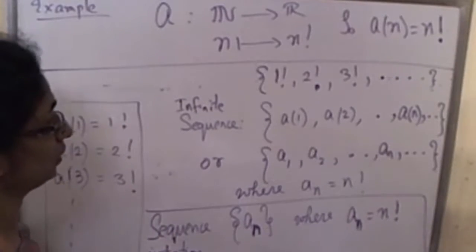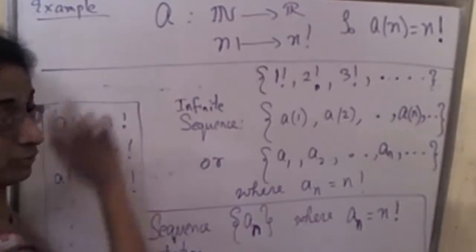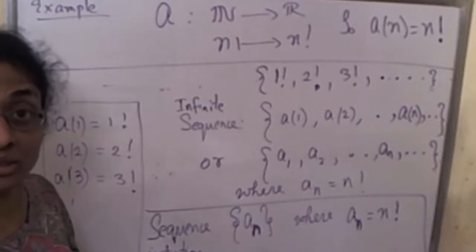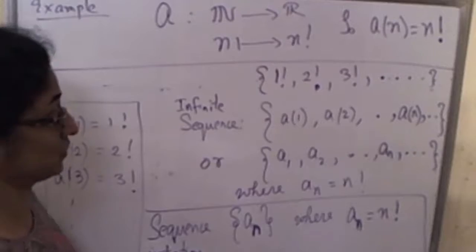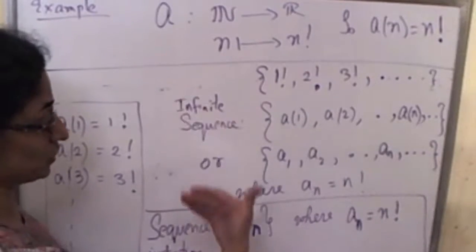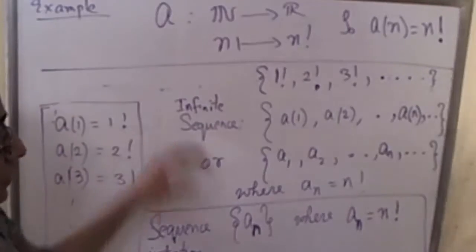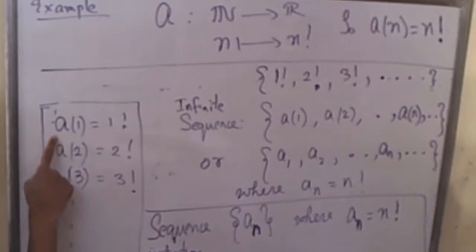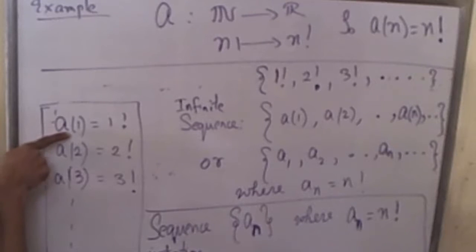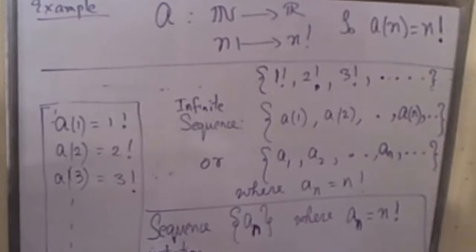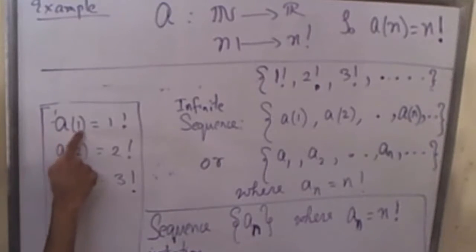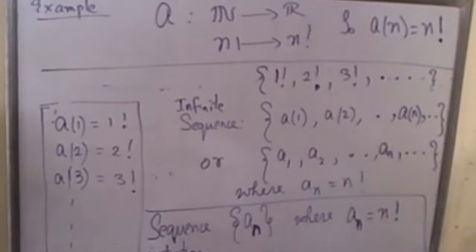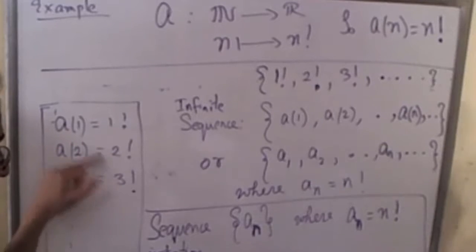Now we want to take this example of a function and write it in a slightly different way and then call it a sequence. The sequence is still this function, but we'll just have new vocabulary for the same object. Here I've computed A for 1, 2, 3, and you can compute it for the rest of them. A of 1 is 1 factorial, A of 2 is 2 factorial, A of 3 is 3 factorial, and so on. Now let's say we collect these outputs in order.